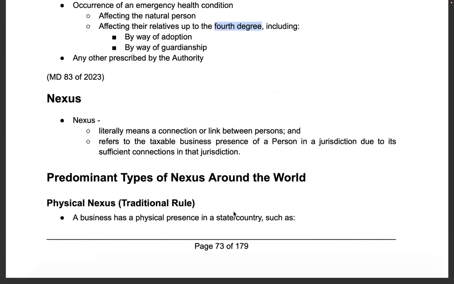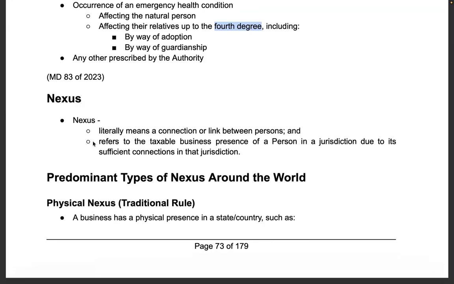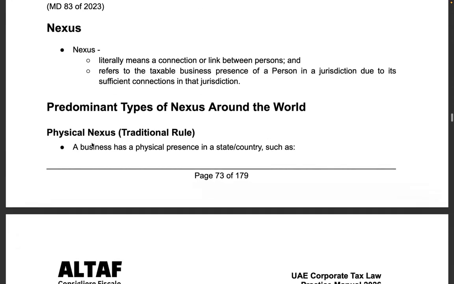Now, we come to another very interesting topic, which is not really covered in a lot of detail in the UAE. It has been kept light, let's put it that way, for corporate tax purposes. Nexus literally means connection or link between persons. It refers to the taxable business presence of a person in a jurisdiction due to its sufficient connections in that jurisdiction. That is nexus. Is this point clear? Is there any confusion on the concept of nexus? No, we can proceed. Okay.